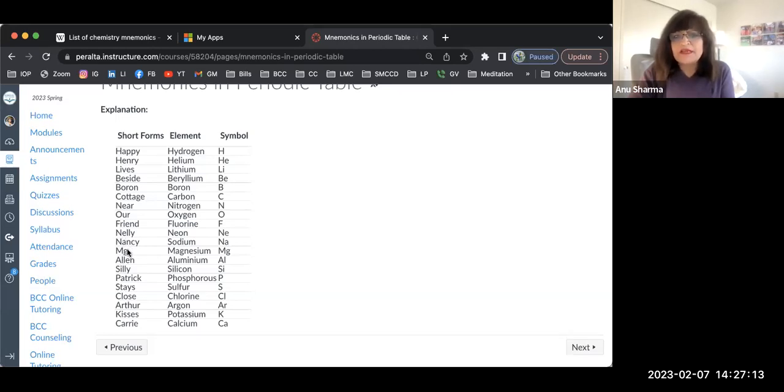Meg Allen, Mg is for magnesium, Allen, Al is for aluminum, Silly, Si is silicon, Patrick, phosphorus, P, stays, S, sulfur, close, Cl, chlorine, Ar, argon, kisses, K, potassium, Carrie, Ca, calcium. Okay, so if that works for you, you can do that also. So these are arranged, the first 20 of them, in that order. So I hope that works for you.